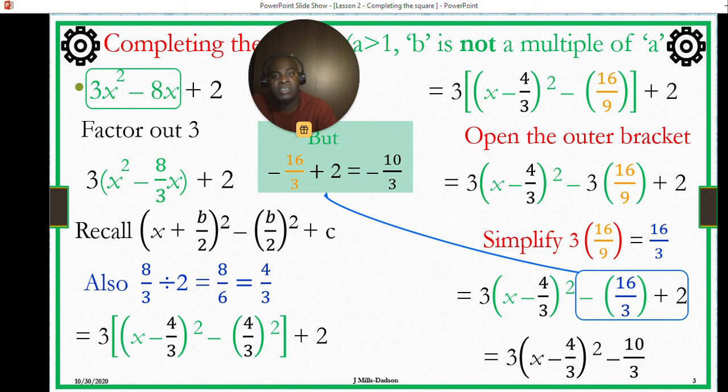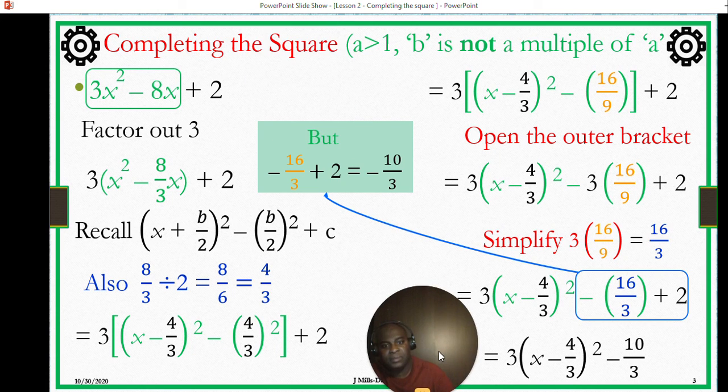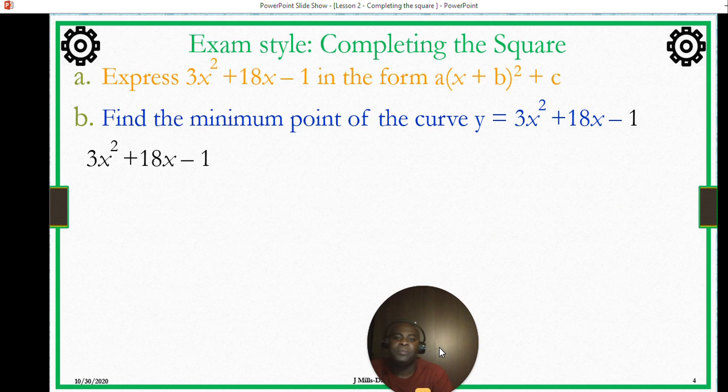Now let's look at an exam question. We need to write 3x squared plus 18x minus 1 in the form a into bracket x plus b all squared plus c. Then find the minimum point of the curve y equals 3x squared plus 18x minus 1. So we start with the expression 3x squared plus 18x minus 1. We factor out 3. Focus on the first two terms.